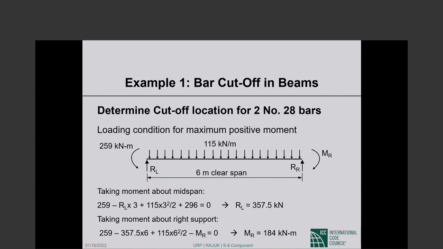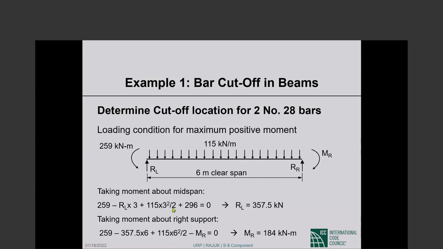So the beam with the load on it, 259, etc., taking moment about midspan. There is a moment of 259 counterclockwise. Midspan would be 3 meters from the left. This reaction will cause a moment R sub L times 3, which is clockwise, so this is negative. And then 115 kilonewton per meter over 3 meters of span will cause a moment of so much, which is also counterclockwise, so it is positive. And 296 being a positive moment is also counterclockwise, and it is positive.